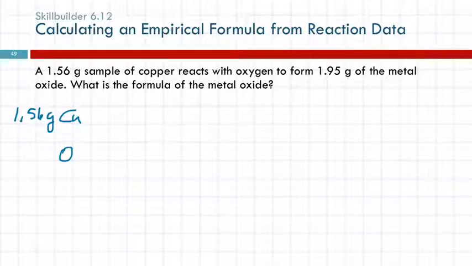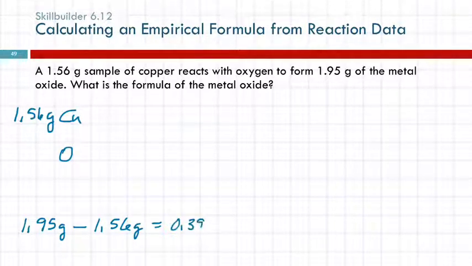Subtracting. So if we take the mass of the whole thing and we subtract the mass of the copper, we can find out the mass of the oxygen. So the mass of oxygen is 0.39. If we have a class of 20 kindergartners and 15 of them are boys, how many are girls? The rest of them, right? 20 minus 15, there must have been 5 girls. So that's our mass of oxygen.